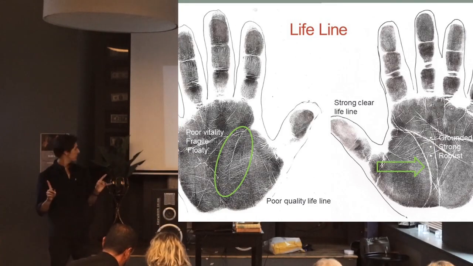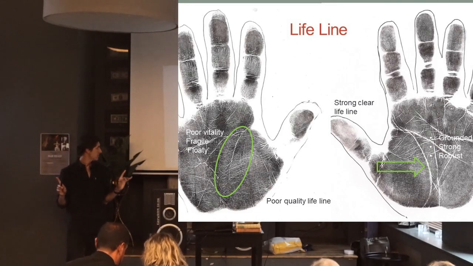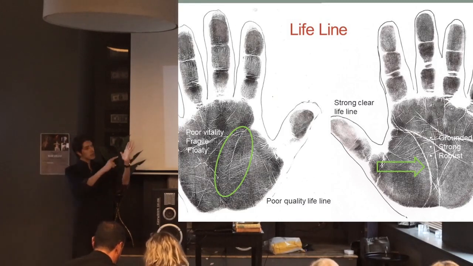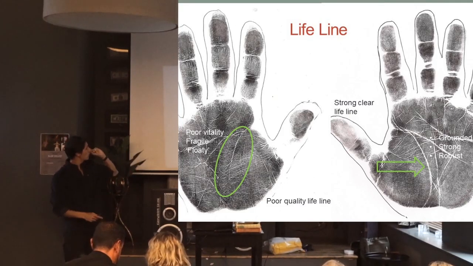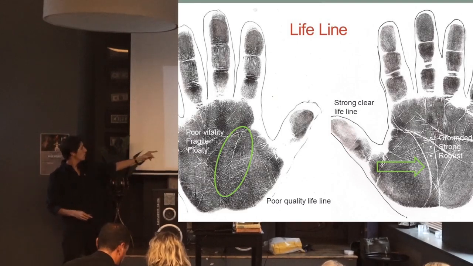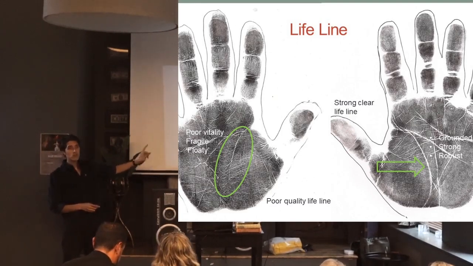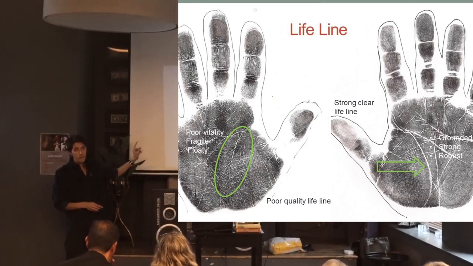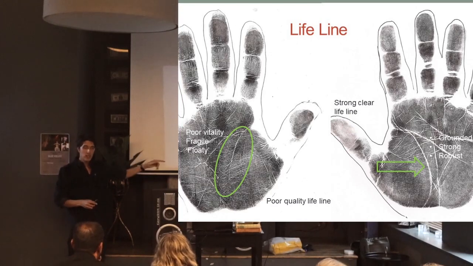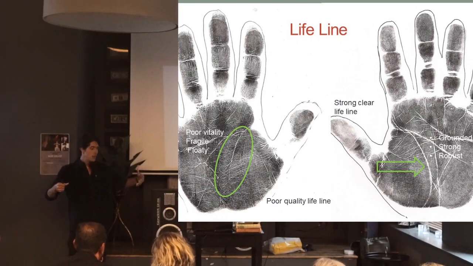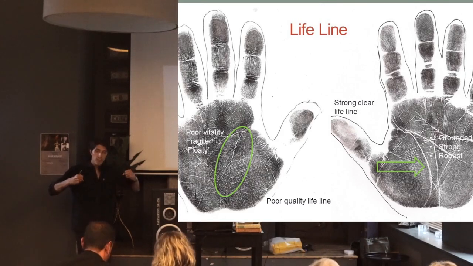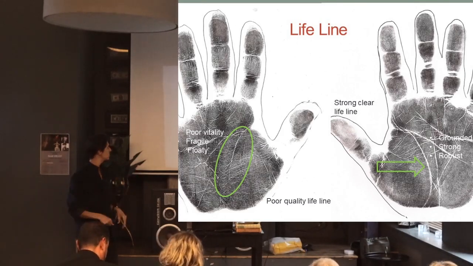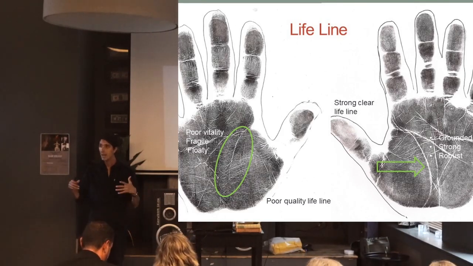Okay, can everybody see the difference in quality between these two lifelines? So we all know where the lifeline is. It's the one that runs around the ball of the thumb. So on the right, we've got a strong, clear, well-formed lifeline. This person's going to be full of vitality, full of energy, feel like they've got an extra battery. They're going to be very resilient physically, have a huge amount of endurance, and be very, very strong, have a good routine, and be grounded.